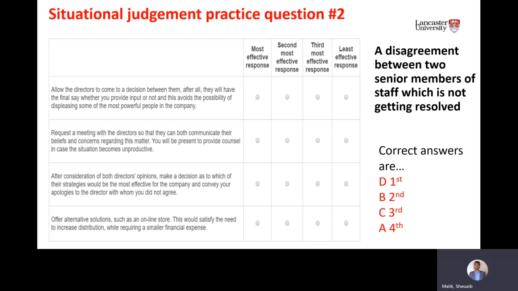So B's good. However, I don't think it's as good as D necessarily, because you're leaving it to the directors themselves to sort out their squabbling, and we know already that that hasn't worked. And at the end of the passage, it did say that your input was likely to be needed to help this issue be resolved.